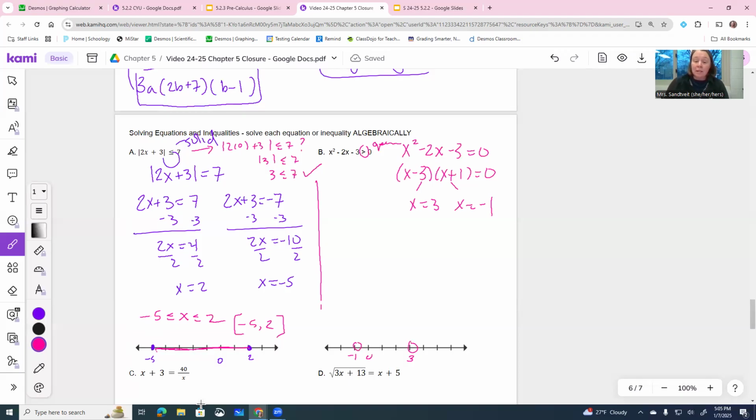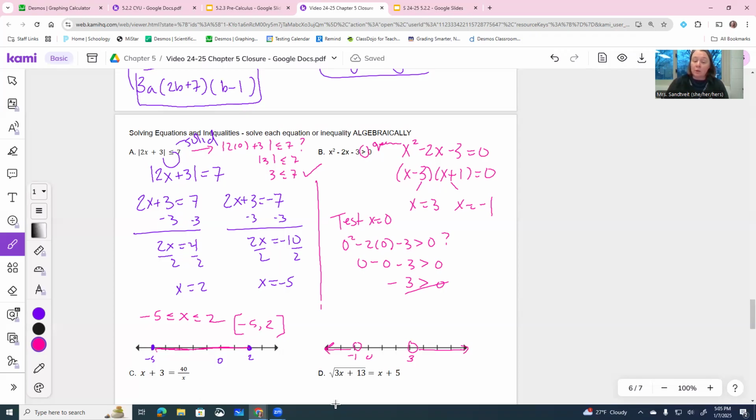And then I'm going to test, 0 is not one of my solutions, so I'm going to test 0 in my inequality. So 0 squared minus 2 times 0 minus 3, and I want to know if that's greater than 0. So that's 0 minus 0 minus 3. Is -3 greater than 0? No. Okay, so I'm not going to shade where the 0 is. I'm going to shade out.